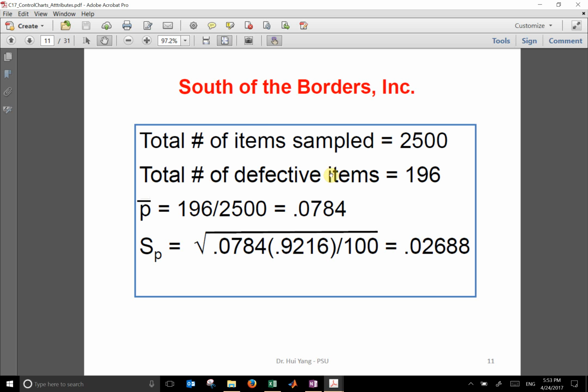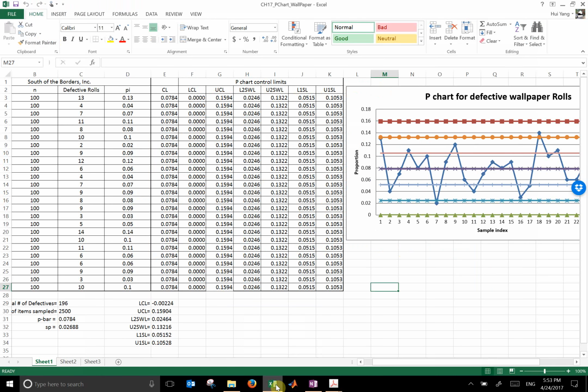So P bar will equal the total number of defective items divided by the total number of items sampled. So this is 0.0784, and SP will equal the square root of P bar times 1 minus P bar over N. So we got P bar, and plus minus 3 standard deviations will be our upper and lower control limits.